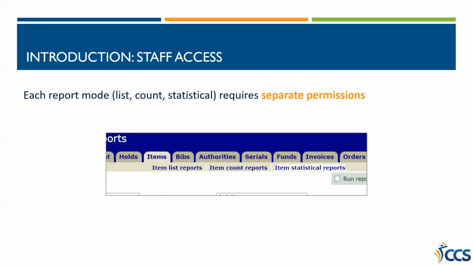I also want to touch on staff access here. If you're attending today or if you're watching the recording, I'm betting most, if not all of you, are able to access Simply Reports, right? You're able to log in, you've run list reports or count reports before, but each report mode in Simply is permission-based. So you may have permissions to run an item list report, but you may not yet have permissions to run an item statistical report. So the next time you log into Simply Reports, if you don't see the option to run a category statistical report, this just means you don't yet have permission to access this module.